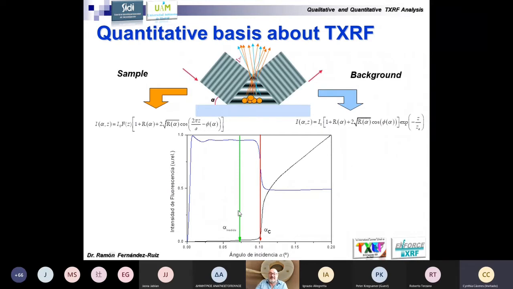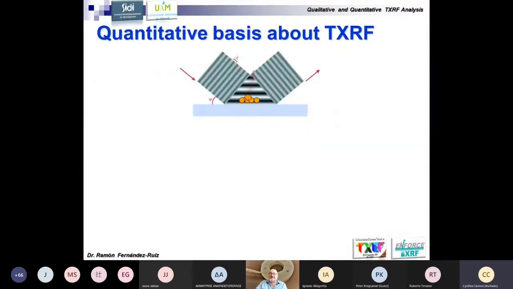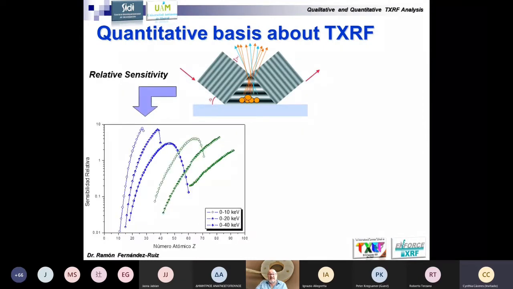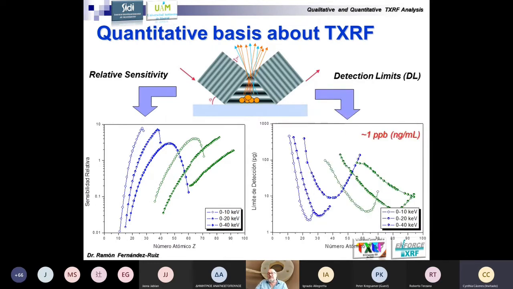considering the measuring angle, that is never the critical angle. Usually the measuring angle in TXRF is around 70% of the critical angle. In this position, you can see that the intensity is maximum and the background is minimum. It is the optimum signal to noise ratio. And what does this imply? It implies very much from an analytical point of view. It implies that the sensitivities for all the elements are always improved. And of course, the detection limits are very, very low.